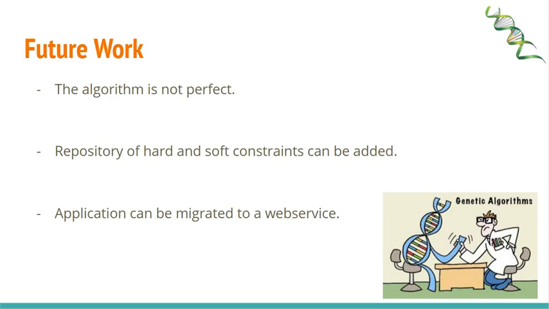Future work. The algorithm is not perfect. The efficiency and robustness of the algorithm hugely depends upon the number of hard and soft requirements of an organization. So another future branch would be to work on creating a free-to-use web service accessible over the internet, and a repository of constraints can be created by getting the requirements from different organizations.